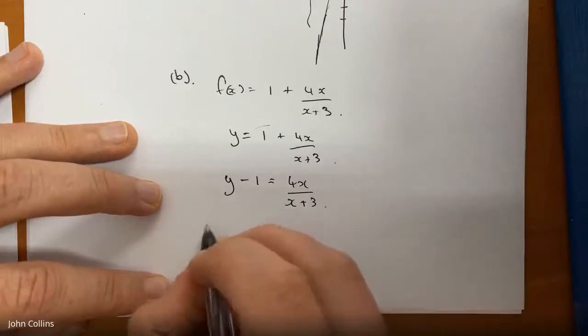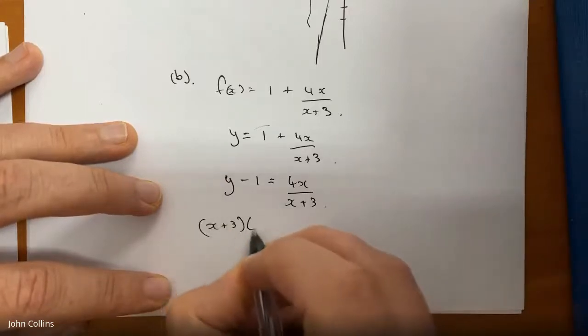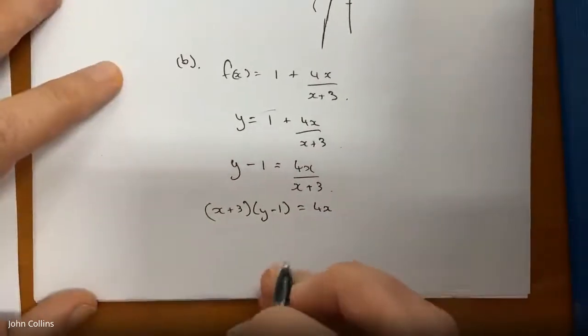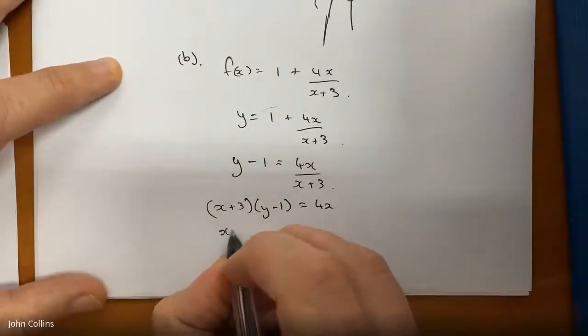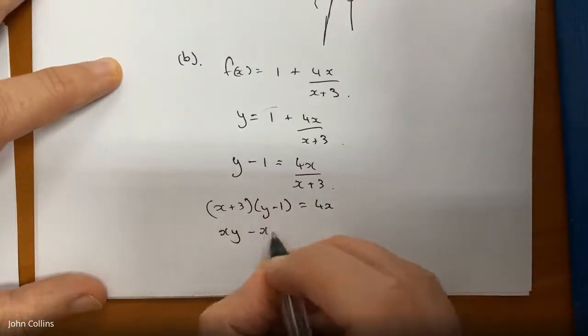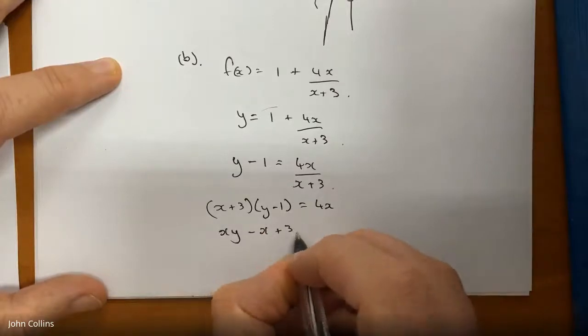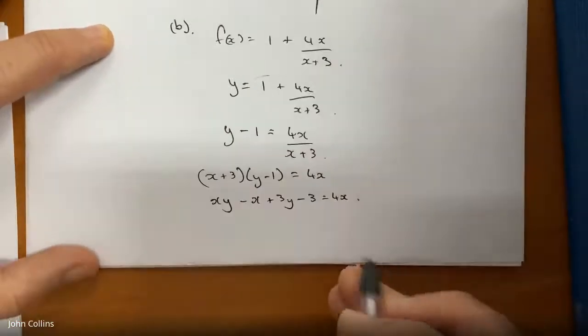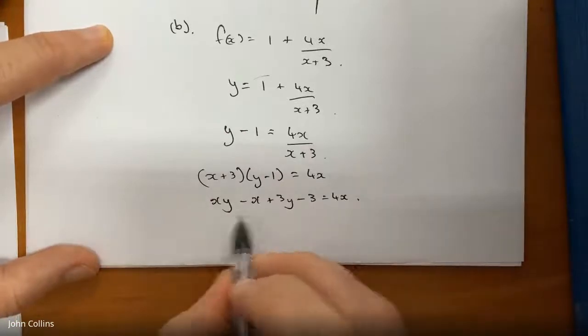So that's x plus 3 times y minus 1. And that equals now 4x, because the x plus 3s will cancel on that side. That's xy. I'm just multiplying by x. Minus x, and multiply by 3. Plus 3y minus 3. And that equals 4x. All right, so hopefully there's no issues there.